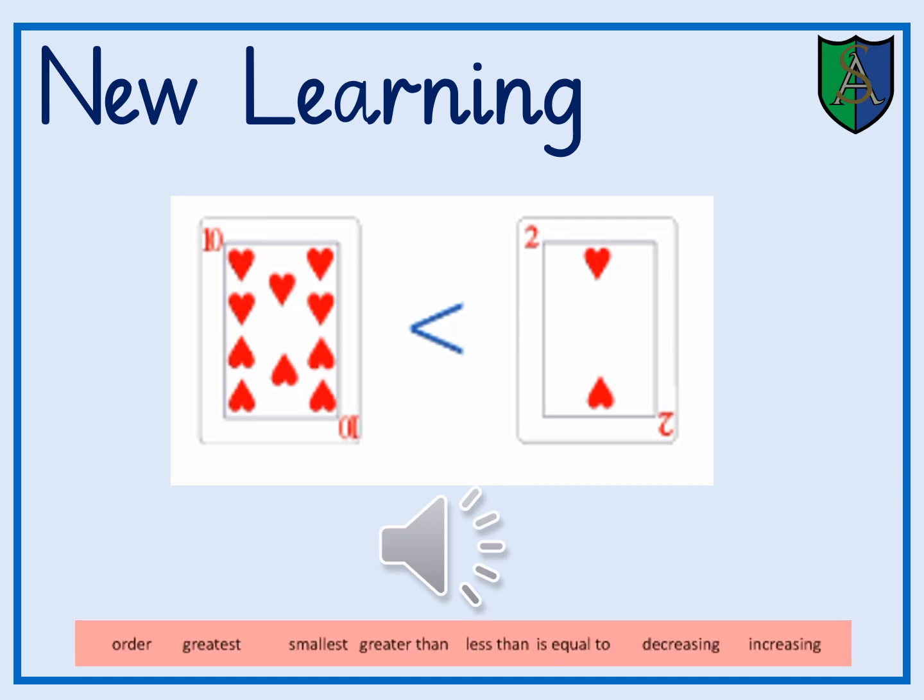Now let's take a look at this one. We have 10 and 2. Now the symbol in the middle says less than. Let's read it. 10 is less than 2. Is that right? Definitely not. 10 is not less than 2. Look at those hearts. There are more hearts on the 10 card than there are on the 2 card. How could we rearrange this to make it right? Pause the video now and have a little chat.